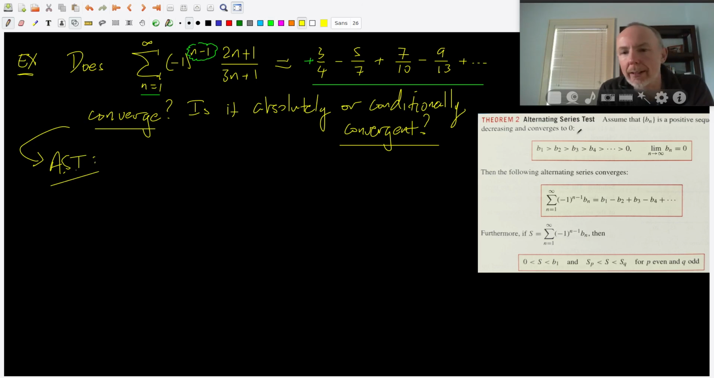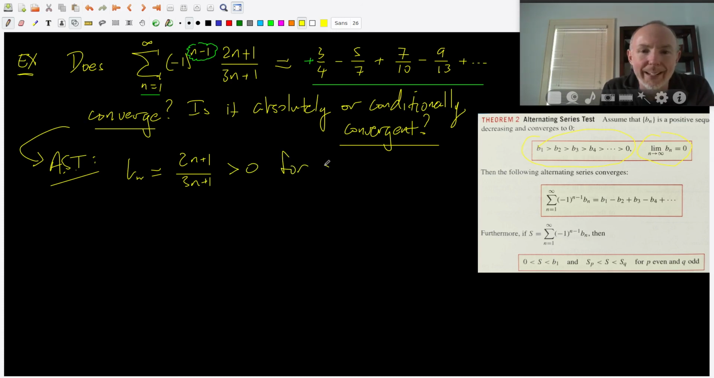Well, if we use the alternating series test, we've got two things to check. We want to make sure it's decreasing, and then we want to check the limit. So to make sure it's decreasing, we're going to think about this nth term. In this case, it's 2n plus 1 over 3n plus 1. And that's clearly going to be positive, right? It starts positive. It's always going to be positive. So for all n greater than or equal to 1, that's definitely positive. And that's going to be equal to f of n for some function f.